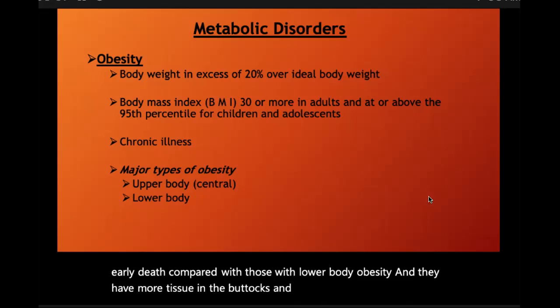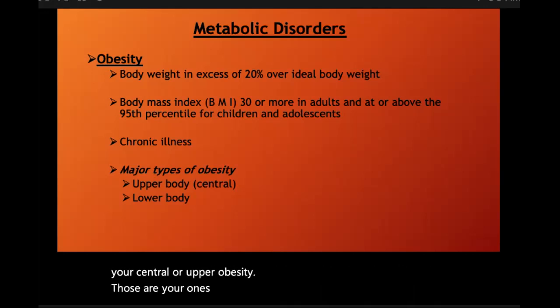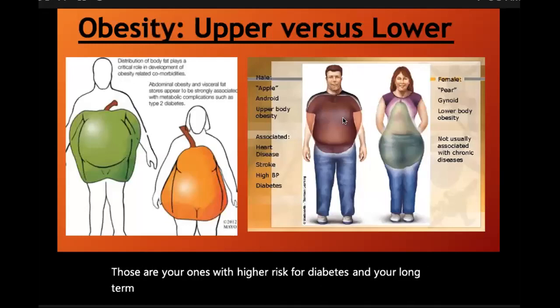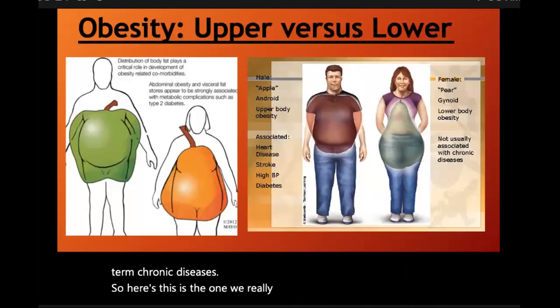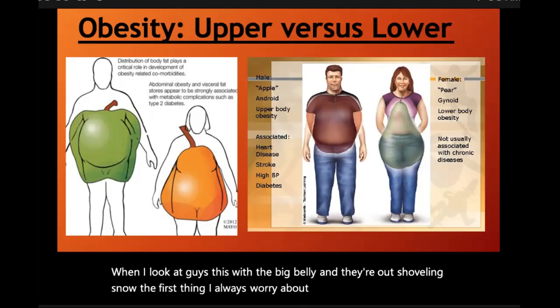So these patients with central or upper obesity, those are your ones with a higher risk for diabetes and your long-term chronic diseases. So this is the one we really worry about. When I look at guys like this with the big belly and they're out shoveling snow, the first thing I always worry about is this guy's gonna have a heart attack.